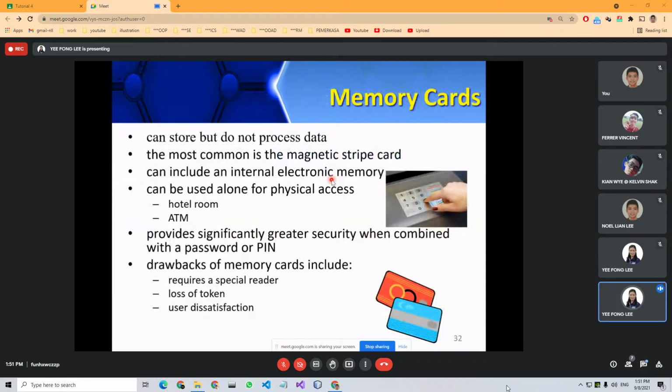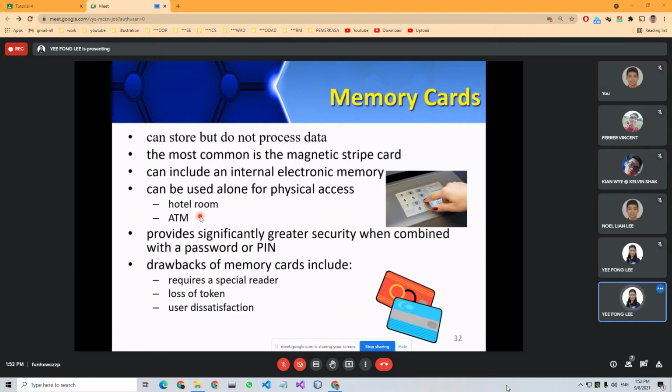You look at the memory card. I believe everyone knows what a memory card is, right? A memory card can store data, but cannot process data. Examples of a memory card here are your credit cards, ATM cards. What else can be used for physical access, like a hotel room?